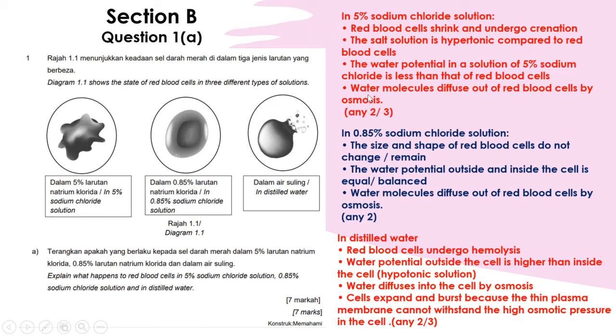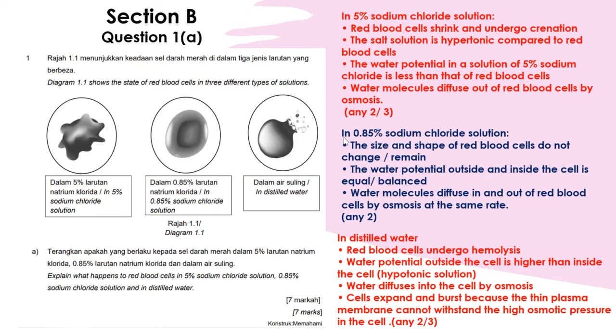Why does water diffuse out? Because the concentration outside of the red blood cell is hypertonic, or higher. When the concentration of salts outside the RBC is higher compared to the RBC, water inside the RBC will diffuse out by osmosis. Any 2 or 3 points, so this one you will already get 3 points.